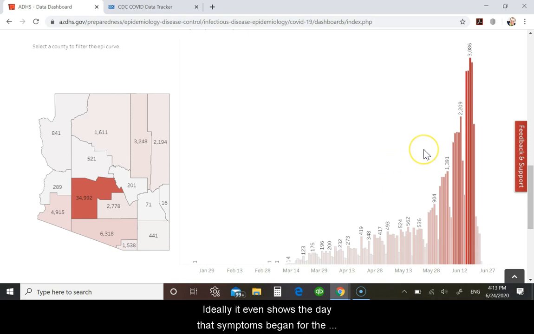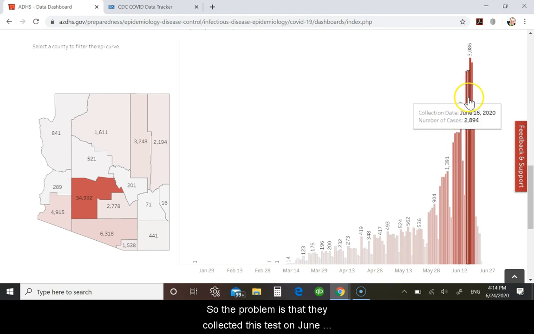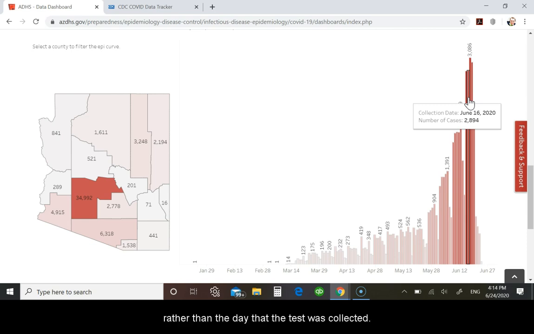So ideally, it even shows the day that symptoms began for the person, but in many cases, that data is not collected. All we have is the day that the test was collected. So the problem is that they collected this test on June 16th, but it wasn't reported until today. It's going to show up on that number that we just saw rather than the day that the test was collected.